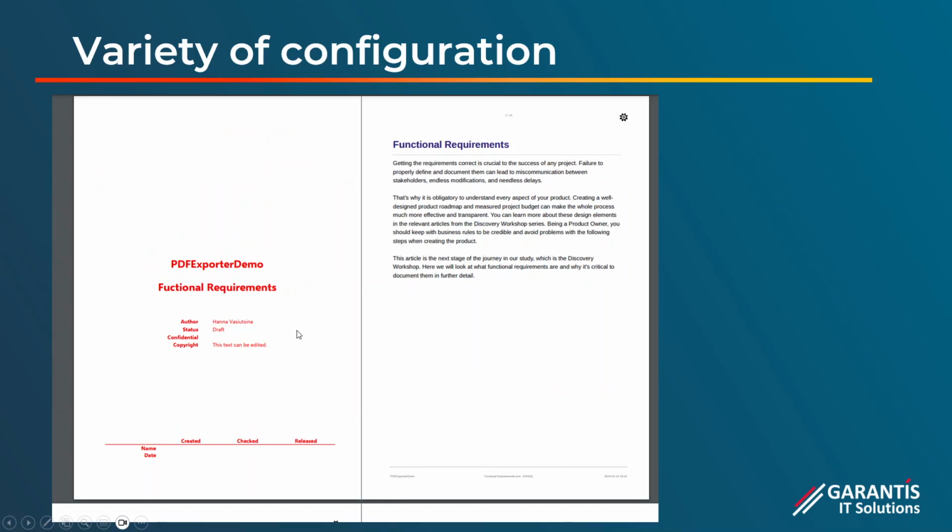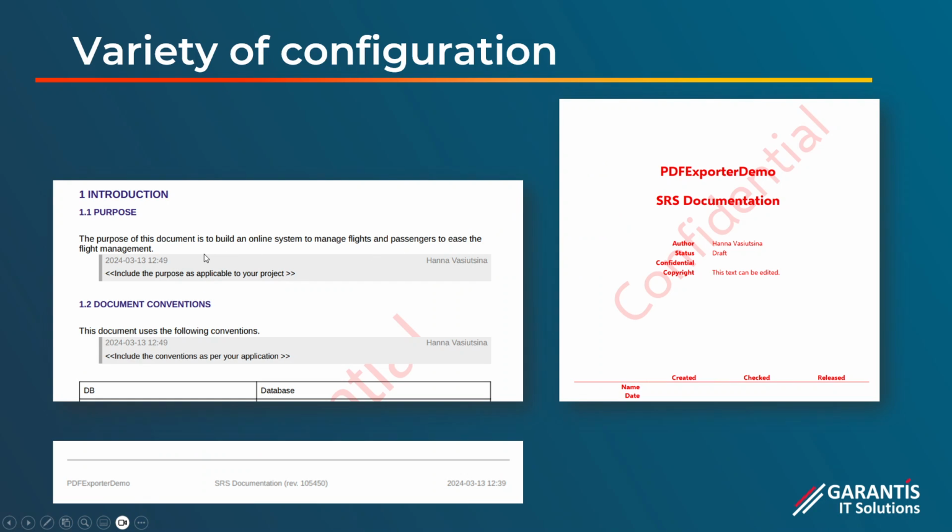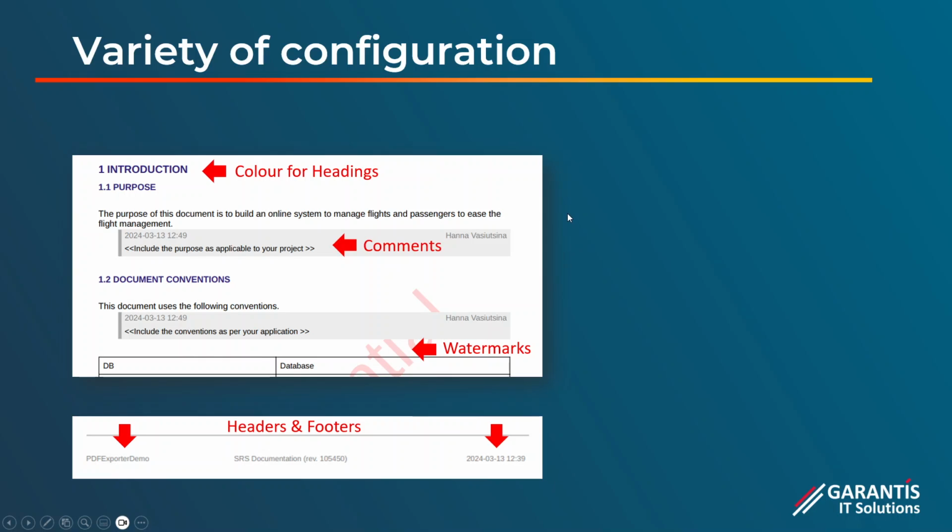You can change the color of your font. You can change the color of the headings. Here is an example where we have embedded comments, and we also have watermarks, the word confidential across the page. Here is a good example of some visual options such as color for the heading, comments and watermarks, and we also modified headers and footers. We will see more details in a live demo.